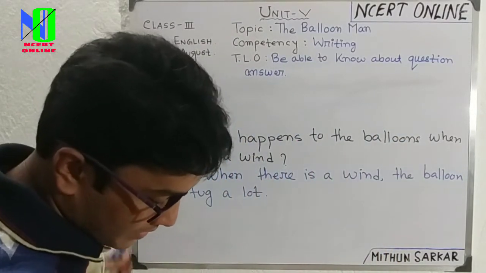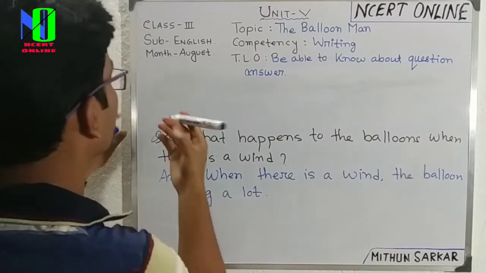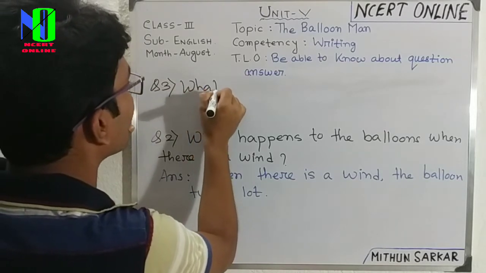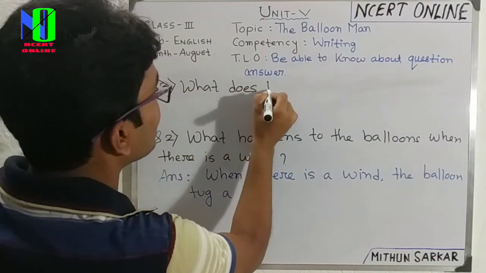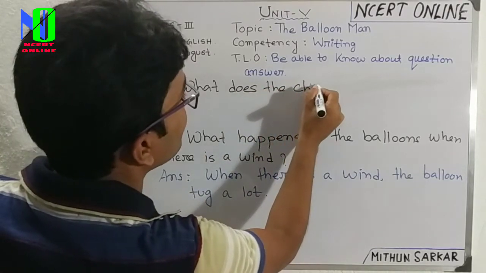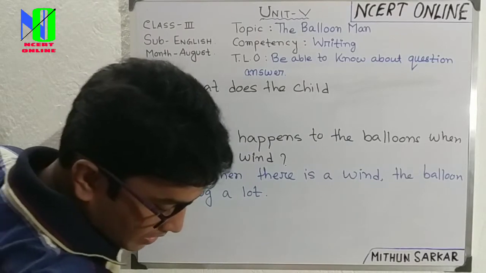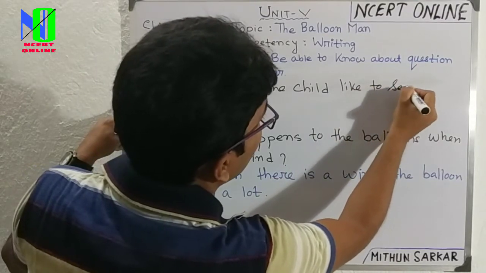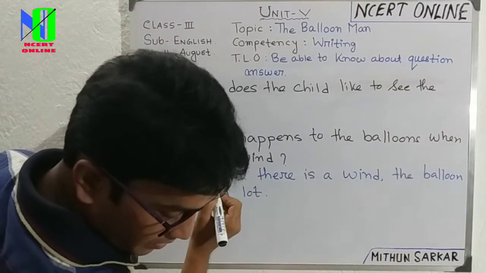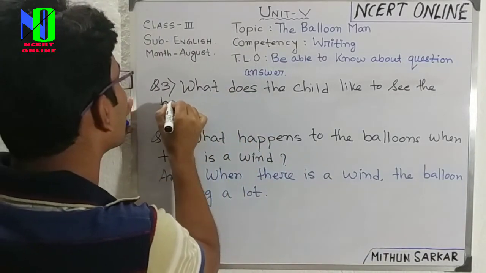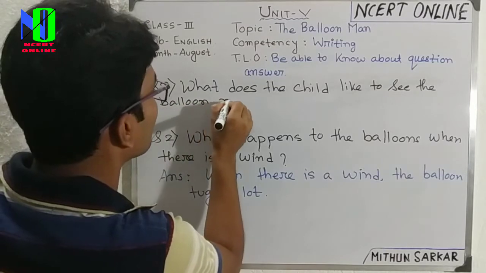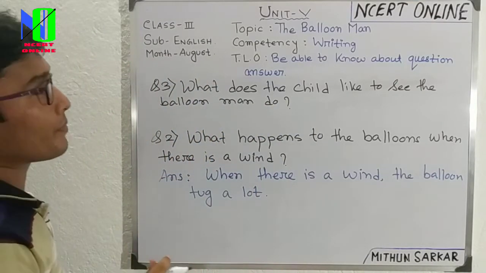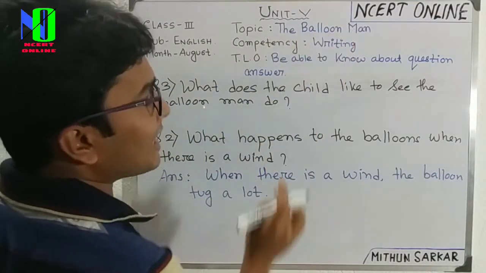Okay, number 3. What does the child like to see? Question number 3. What does the child like to see? The balloon man do. Students, always remember, the balloon spelling is always double L and double O.